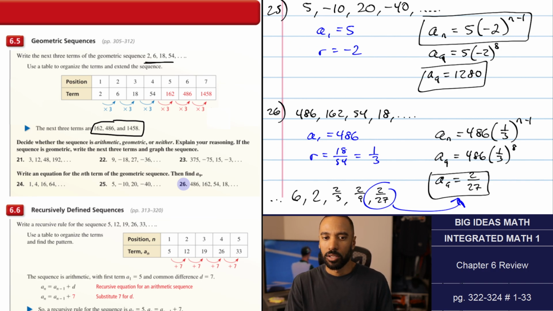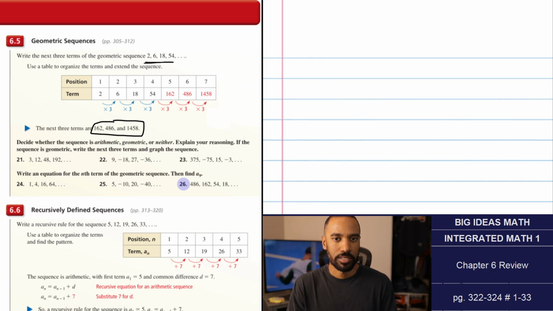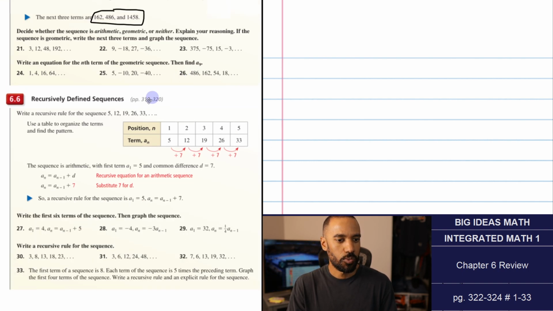Okay, let's go to the last section, 6.6. How long have we gone? We reached the hour mark. All right, section 6.6, recursively defined sequences, and we still have 7 problems to go. We got to start with the example even.